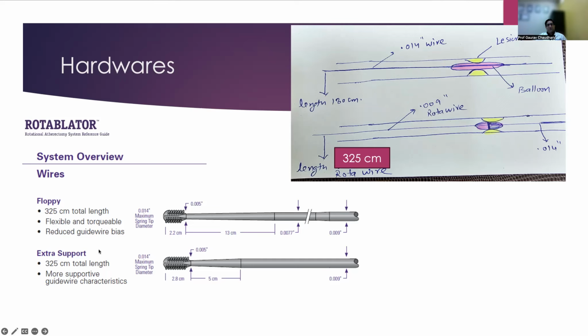The remarkable difference compared to other PTCA wires is that the proximal part of the wire is 0.009, whereas the distal tip, which contains the spring tip, has a 0.014 platinum tip. So it prevents the burr from coming from the distal part to the last part of the wire. So it prevents migration of the burr.